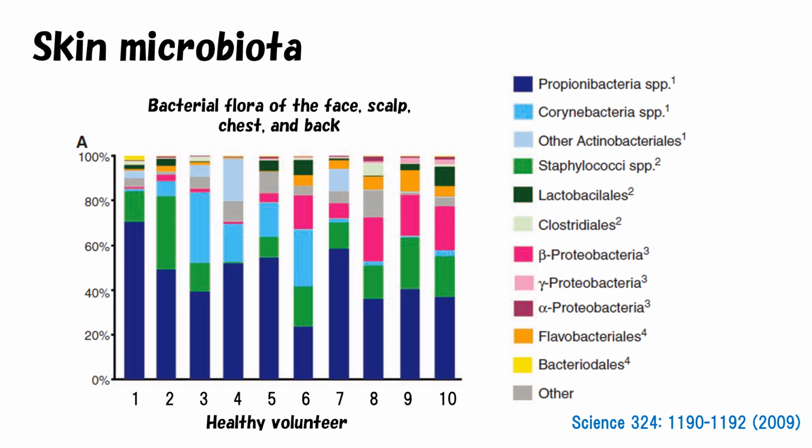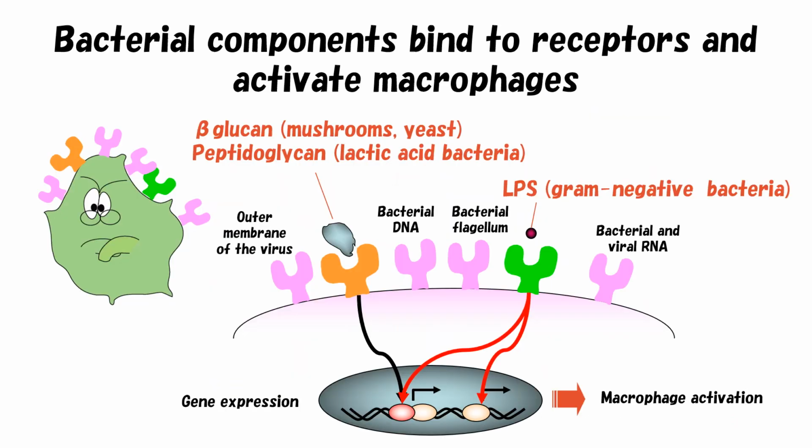However, a fraction of bacteria or bacterial components, not living microbiota, can also activate human immunity. Different types of bacterial components, such as beta-glucans of mushrooms and yeasts, peptidoglycans of lactic acid bacteria, LPS of gram-negative bacteria, bacterial flagellum, and viral genes, are present. A receptor that recognizes and binds to these bacterial components is expressed on the cell membrane of macrophages, which are the central cells of innate immunity.